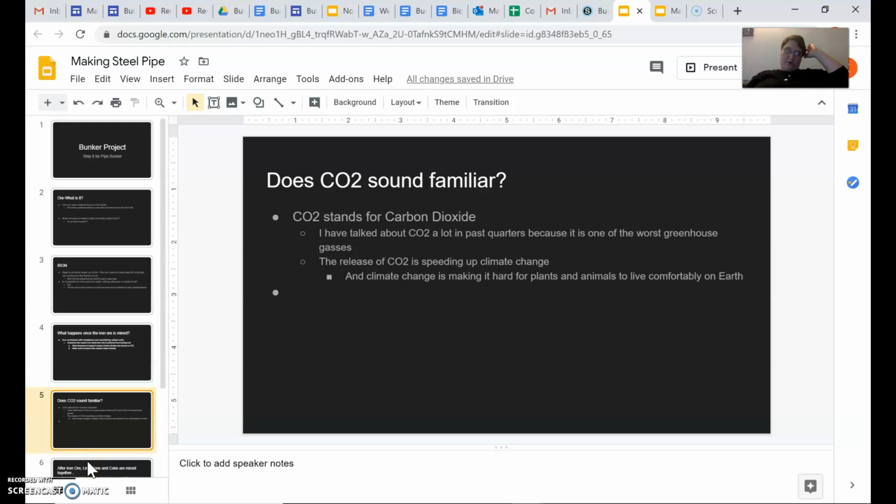I talked a lot about carbon dioxide in previous quarters in environmental science, right? It's released through pollution, burning coal, our cars. It's a greenhouse gas. It essentially is accelerating climate change. It's making the earth too hot, which is causing thousands of animals and plants to die. Some scientists are even saying that we're in the middle of the 6th mass extinction, meaning that if we don't stop, 90% of life on Earth could fall apart and collapse, which we don't want to happen.